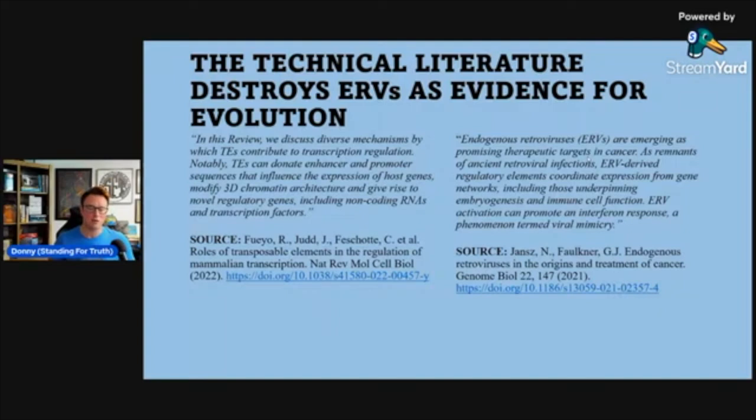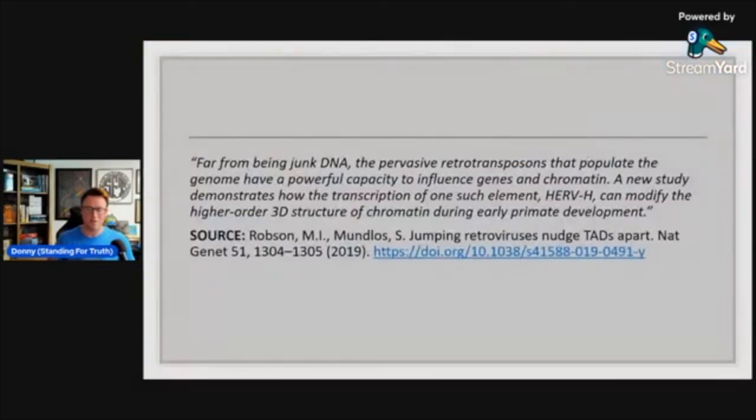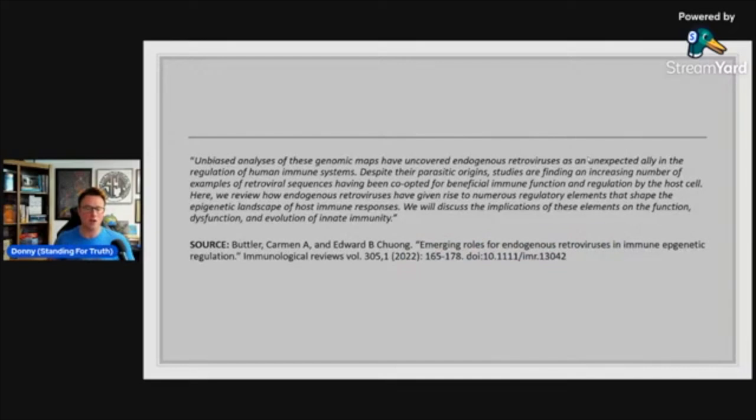No, it doesn't work. And here's 2 more papers. For sake of time, I won't go over those. But I do like this one from this paper. Far from being junk DNA. So again, admitting that they once assumed they were junk DNA, the pervasive retrotransposons that populate the genome have a, what? Have a powerful capacity to influence genes and chromatin. Again, ERVs are not evidence for evolution.